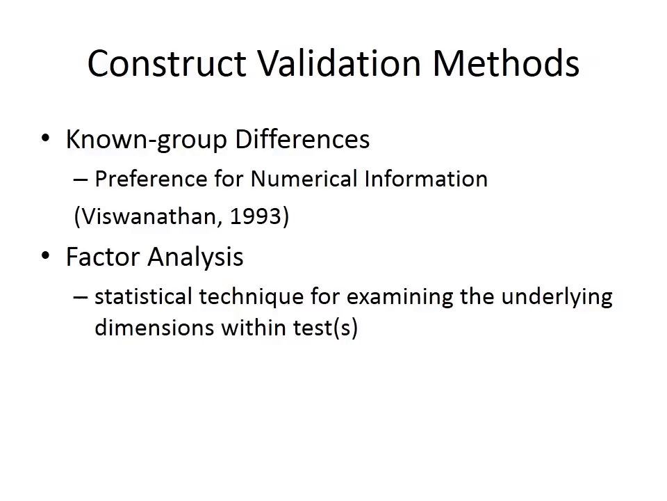Another method we can use in construct validation is factor analysis, which is basically a statistical technique for examining the underlying dimensions within a test. And this is especially useful if we have a multi-construct or multi-subgroup test. So, for example, if we have a general cognitive ability test, but we anticipate that there are going to be additional factors, mathematical ability, spatial visual ability, verbal ability, we would actually test to see, do those beliefs pan out? Do we actually find statistical, numerical information that suggests that there are, in fact, these subscales?